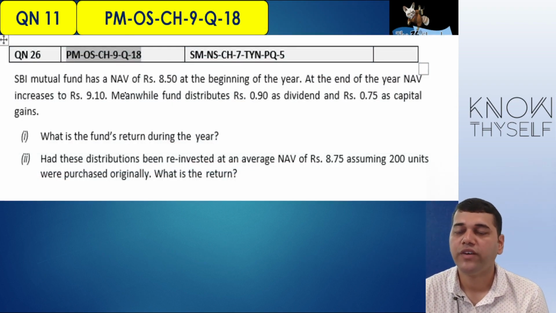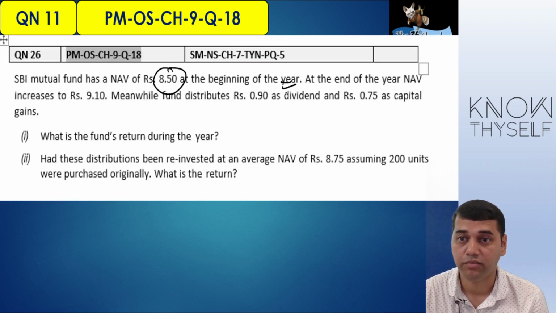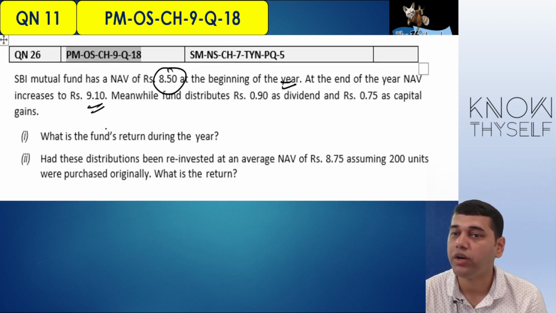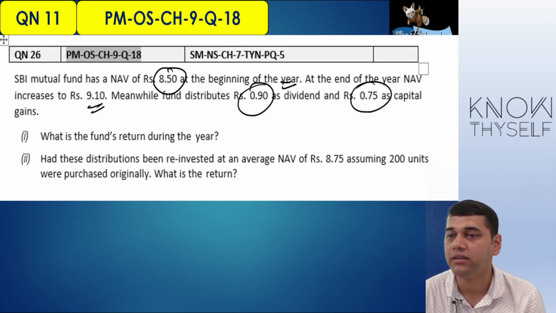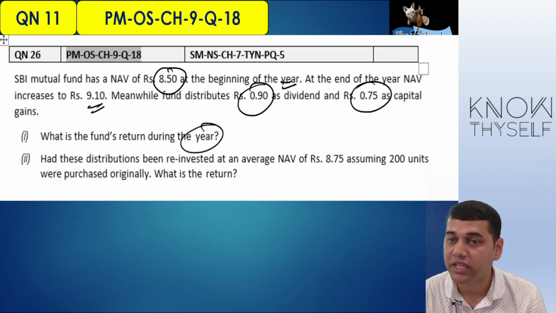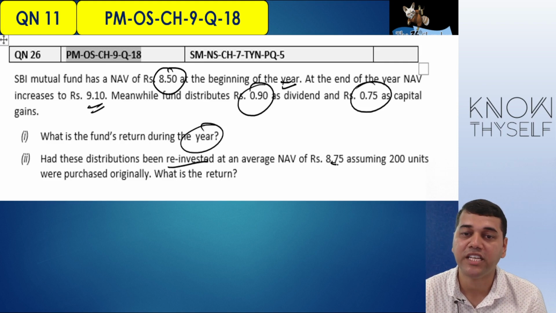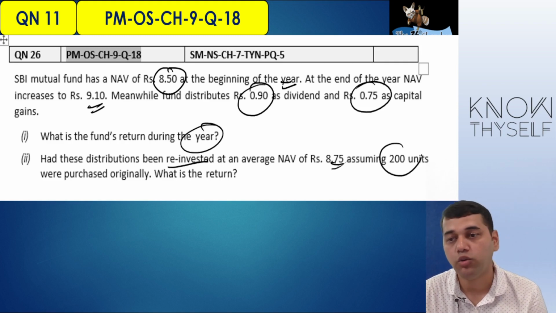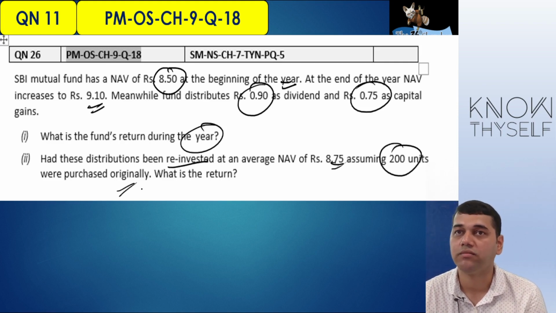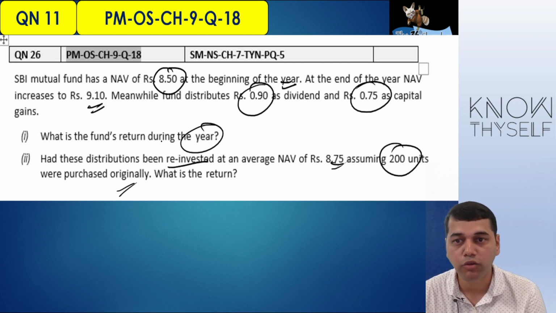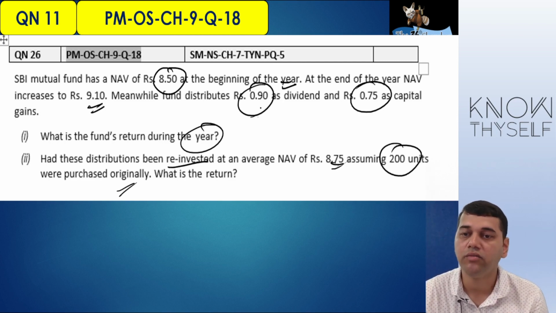Okay. SBI mutual fund has got an NAV of 8.5 at the beginning of the year. Be careful. At the end of the year, NAV increased to 9.1. Meanwhile, the fund distributed 0.75 capital gain. What is the fund's return during the year? Had this distribution been reinvested at an average NAV of 8.75, and 200 units were purchased originally, and whenever you got the dividend you reinvested all of it, what is the return in such a case?